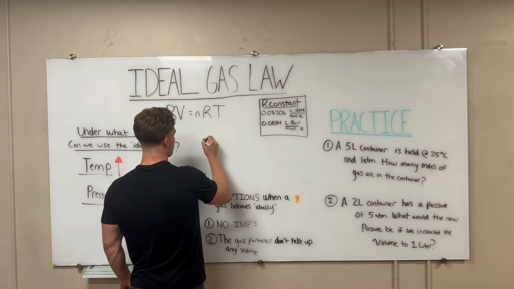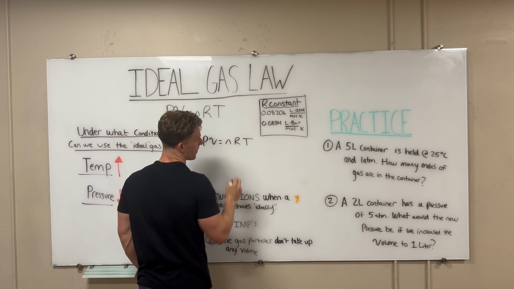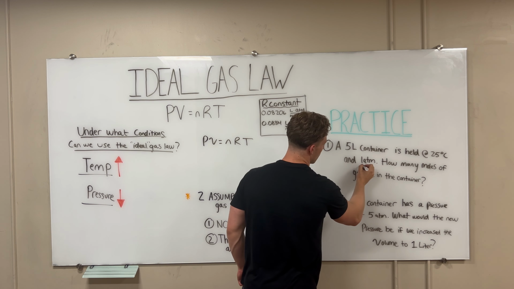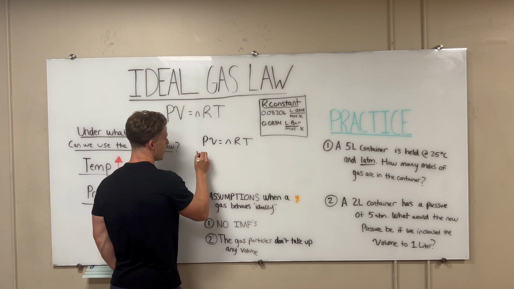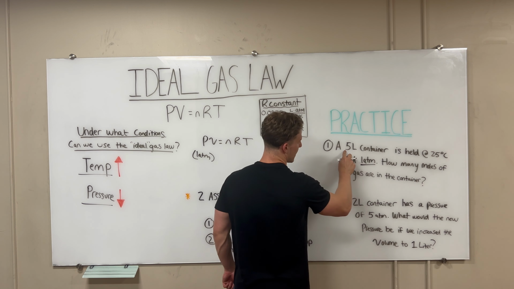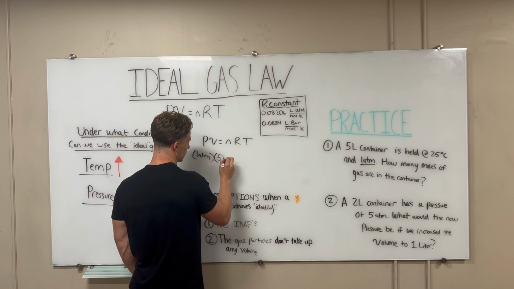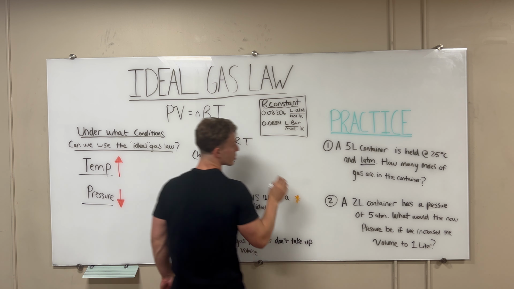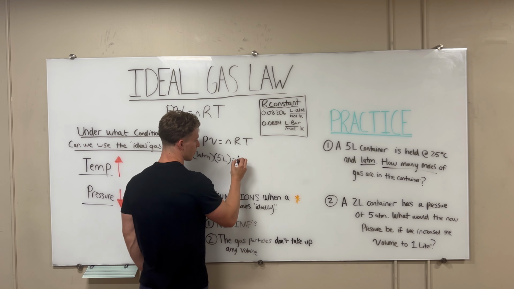So if I write out PV equals nRT, I have my pressure. Atmosphere is a very common unit for pressure, so I have 1 atmosphere of pressure. My volume is 5 liters. It's a 5-liter container. We're trying to solve for how many moles of gas we have.